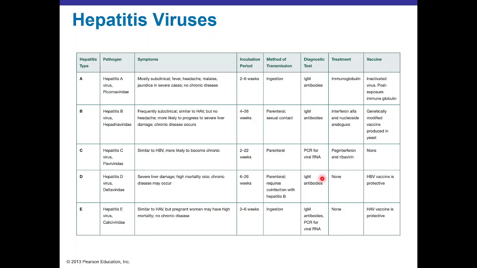Treatment will be none for hepatitis D and E, immunoglobulin for hepatitis D, which is A, which is antibodies, interferons for hepatitis B and C, and ribavirin, which is basically antiviral for hepatitis C. And also we have antivirals for hepatitis B, but these are called nucleoside analogs.